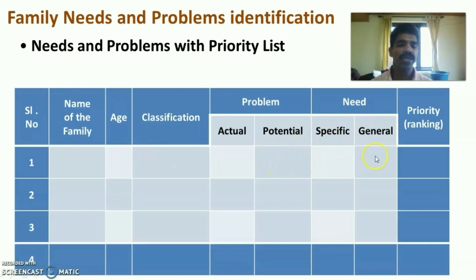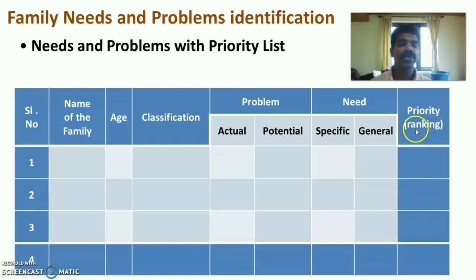Then need: general need and specific need. General need is for all the family members. Specific need is according to the age, sex and disease condition of the particular person. For under-5 children, the specific need is immunization, that is, completing all the vaccines. For an antenatal mother, the specific need is antenatal checkup, antenatal assessment, antenatal advice, etc. General needs are generally regarding water, sanitation, prevention of vector-borne diseases, waterborne diseases, etc.